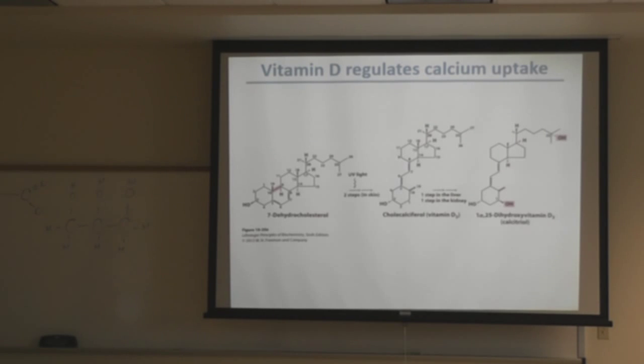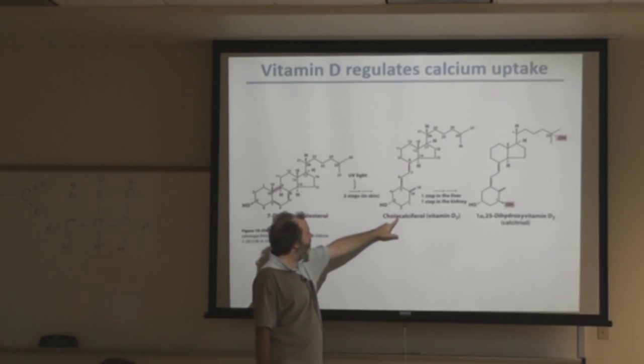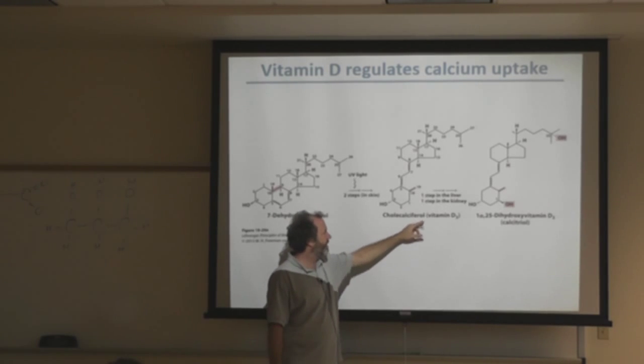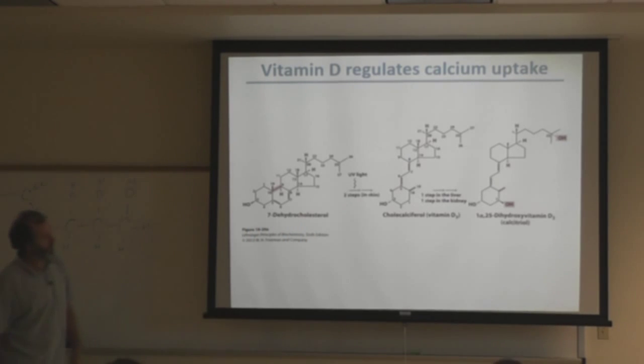But vitamin D regulates calcium uptake, right? And we all know we can make it with UV. So 7-dehydrocholesterol gets converted after UV exposure to cholecalciferol, or vitamin D3, which will then go on to become 1-alpha,25-dihydroxy vitamin D3, or calcitriol.